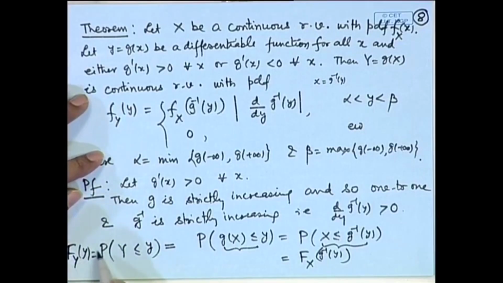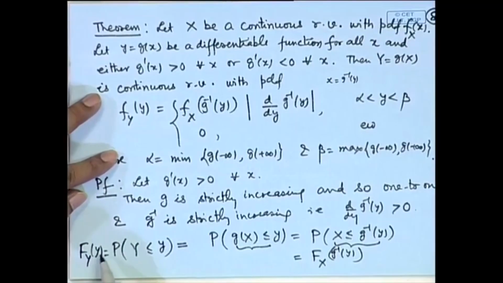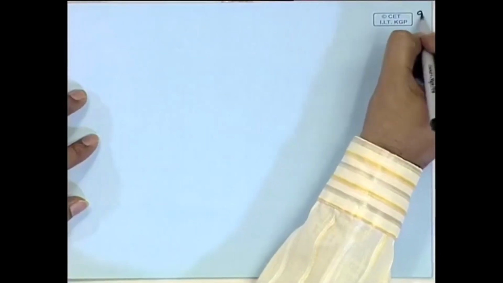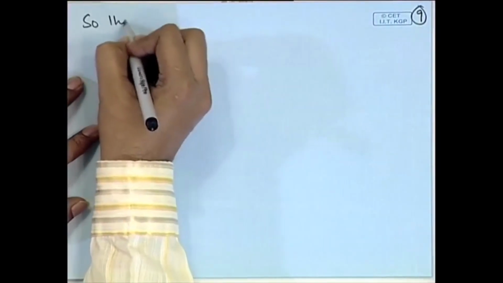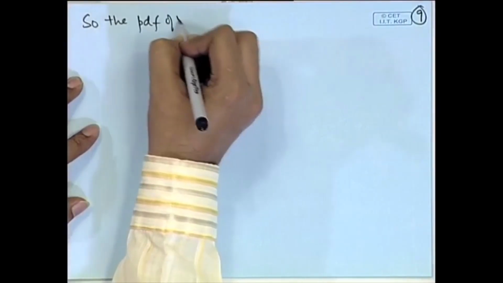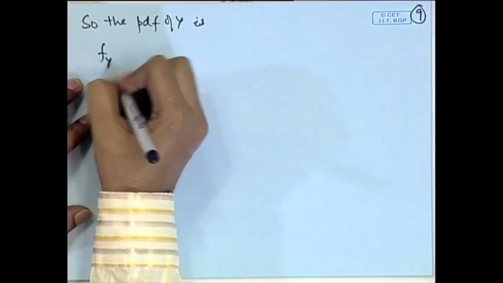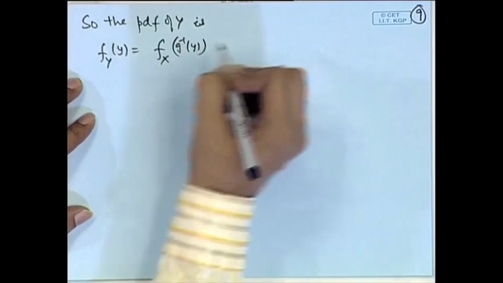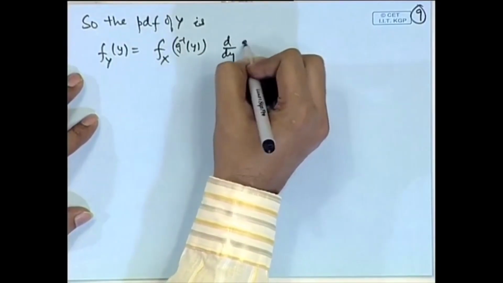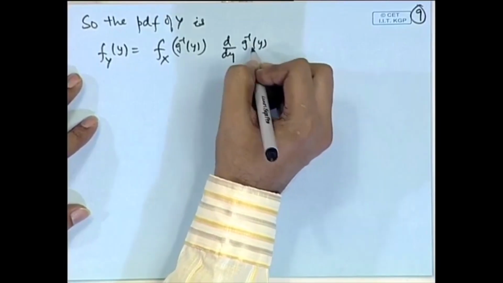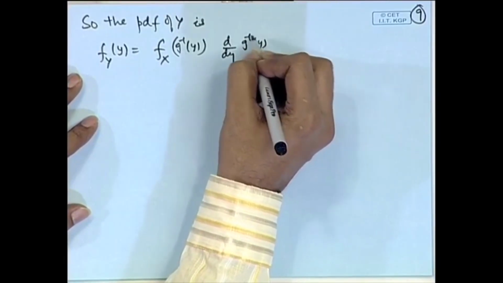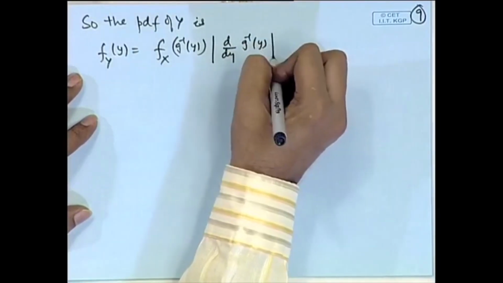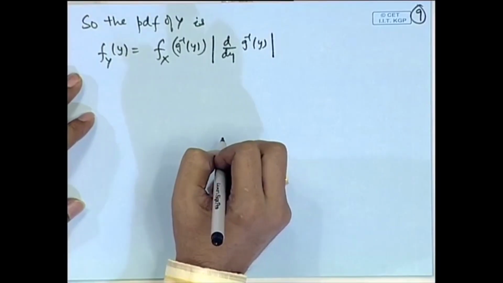Therefore, the density function of Y will be determined by differentiation of capital F_Y. So, we get the probability density function of Y as f_Y(y) = f_X(g inverse(y)) multiplied by d/dy of g inverse(y). Since g inverse(y) was an increasing function, the derivative was positive. Therefore, this is equivalent to the absolute value of this.